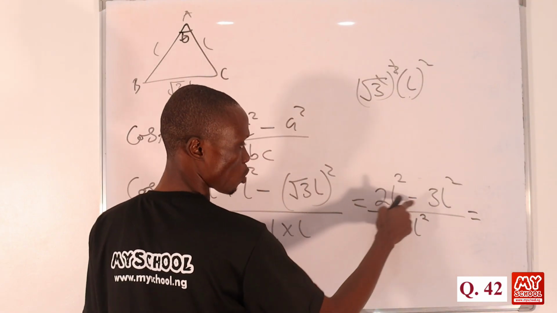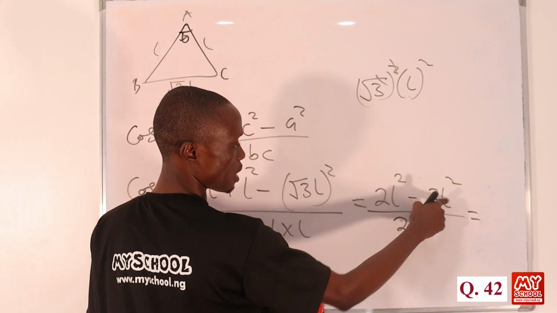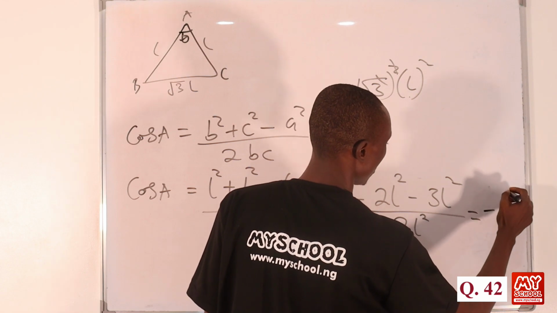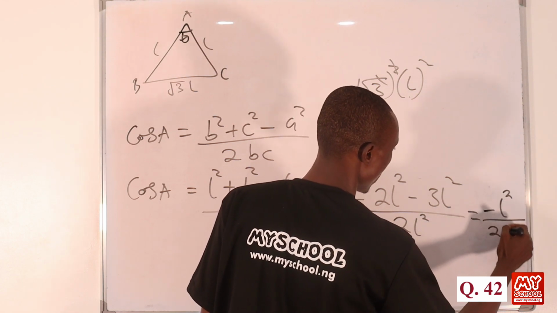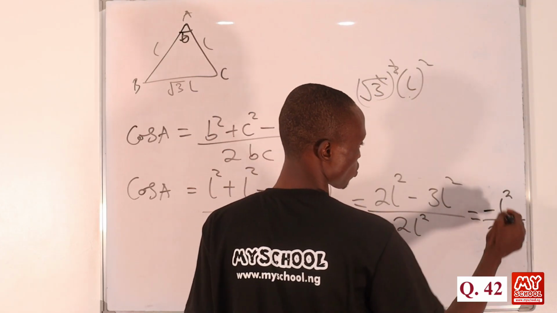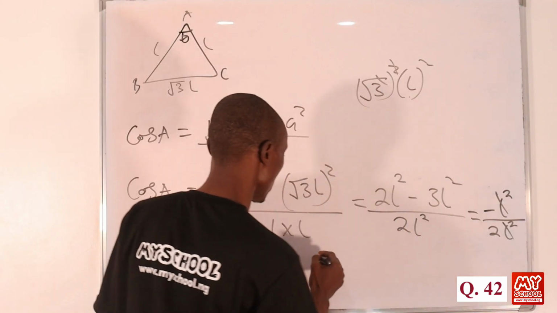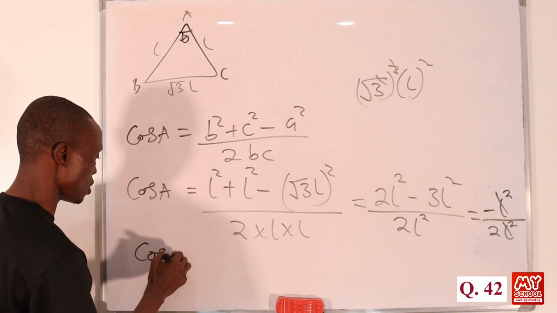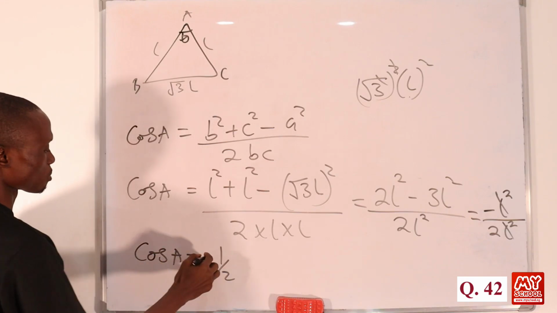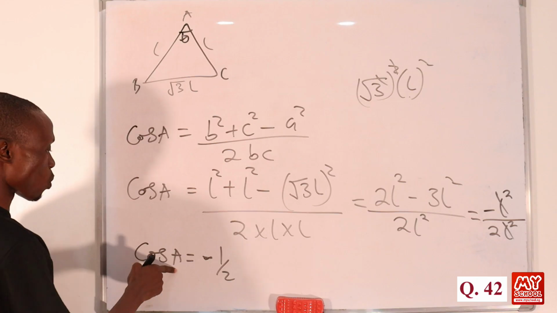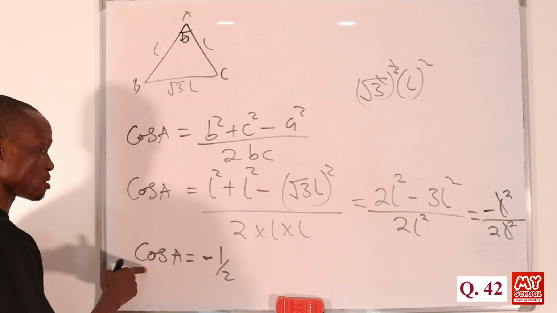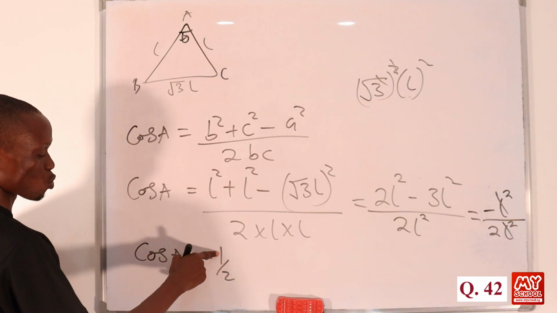If we subtract from here, because we can subtract since the powers of the L's are the same, we'll have minus L raised to power 2 all over 2L raised to power 2. The L squares cancel out, so that we have cos A equal to minus 1 over 2. And remember that minus, now we cannot find the value of the angle directly, so in that case we just take the cos inverse of minus 1 over 2.